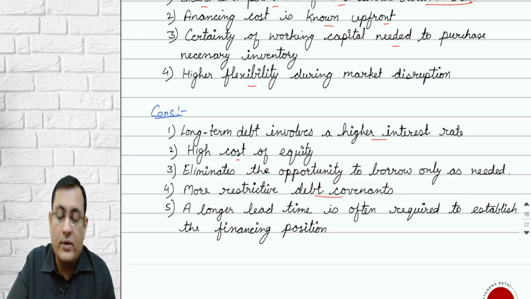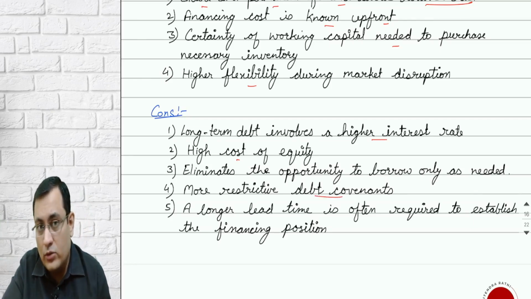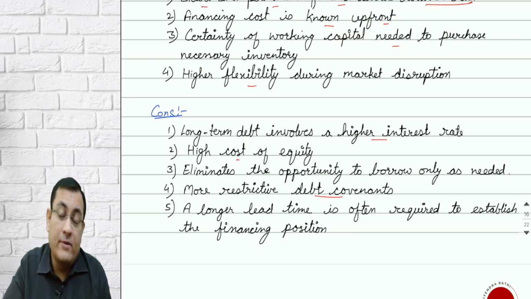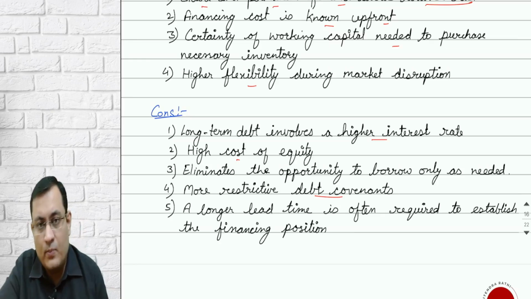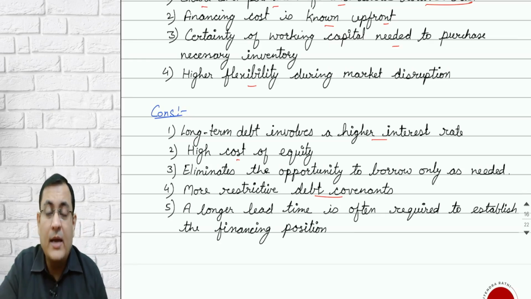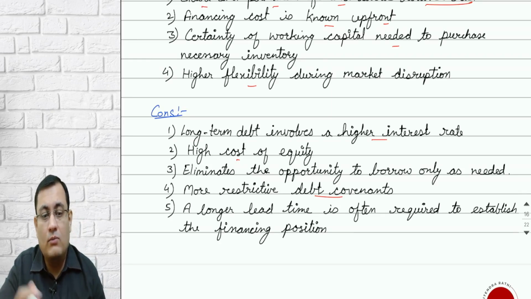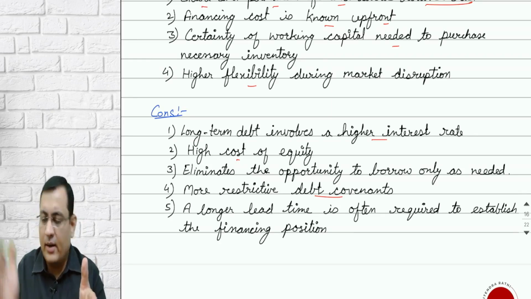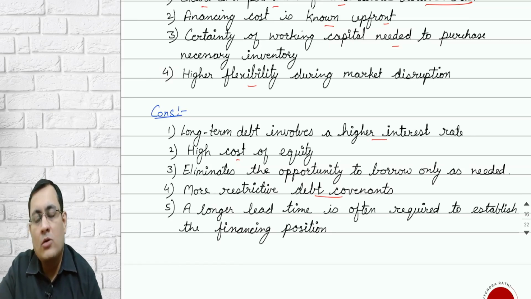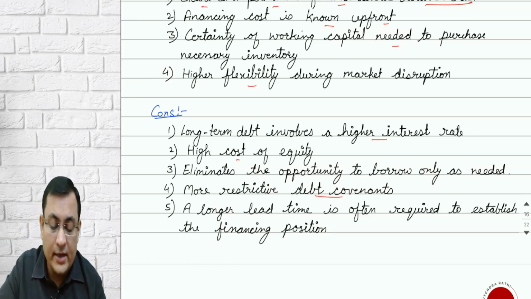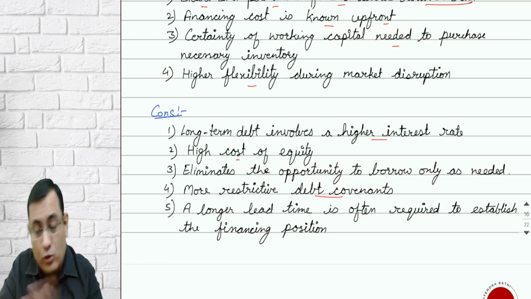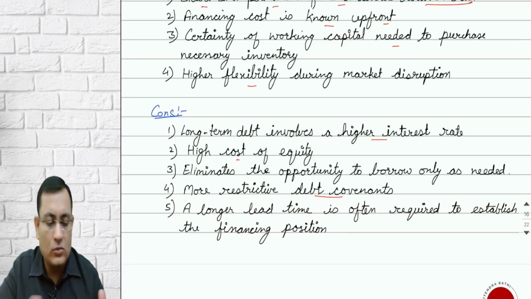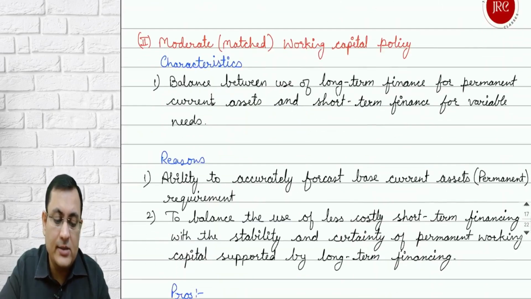More restrictive debt covenants. Since you are using long-term sources, long-term debt, they will place covenants which will restrict business activity. A longer lead time is often required to establish these finance positions. Lead time is the time between the point of ordering and receiving the order. So here also a longer lead time is often required to establish these financing positions, meaning we will be negotiating with the suppliers also. So these are the advantages and disadvantages.